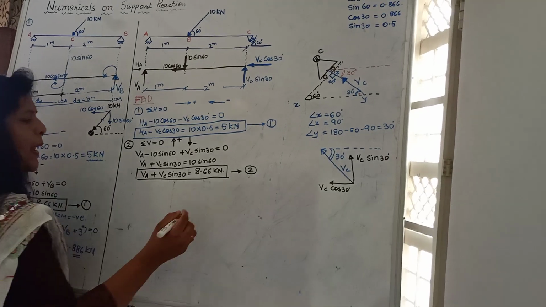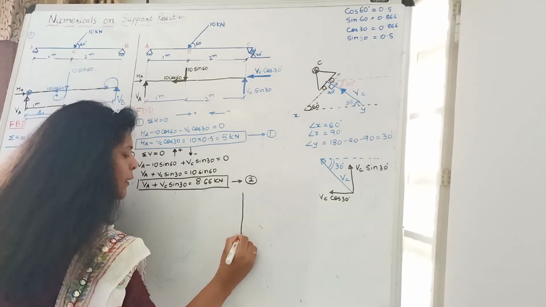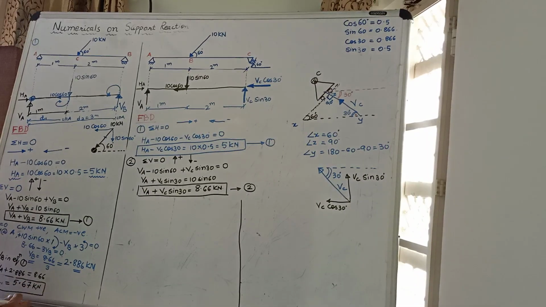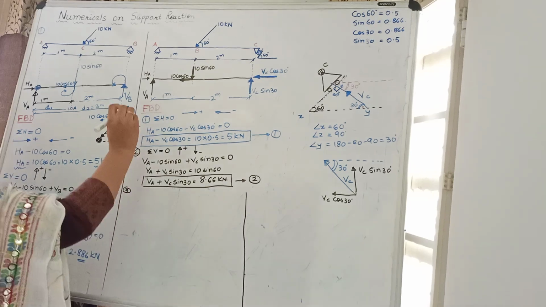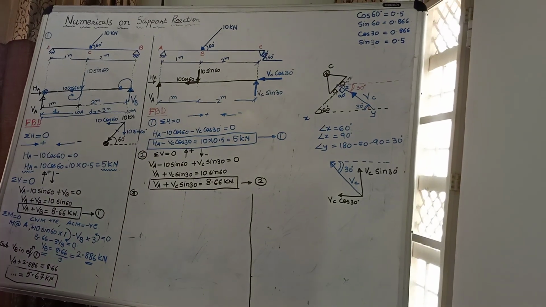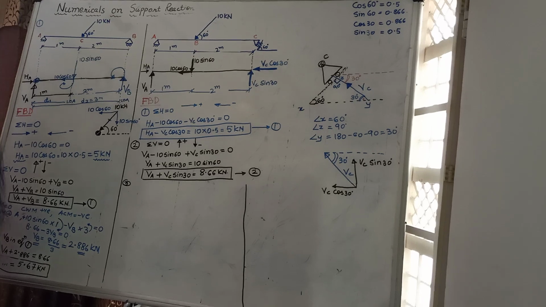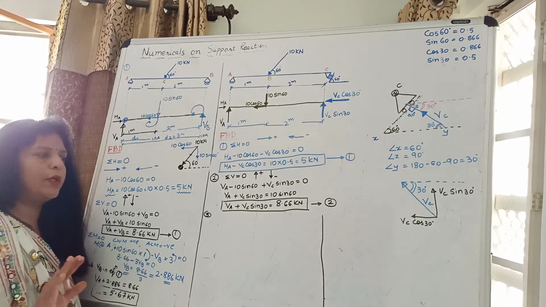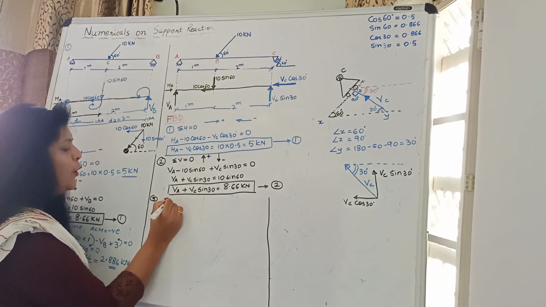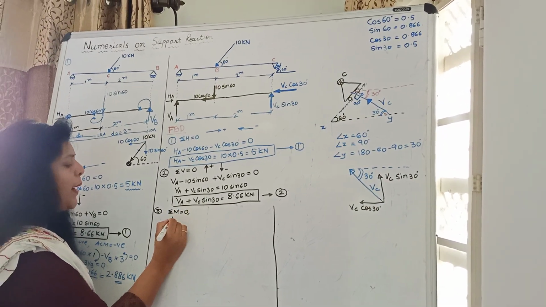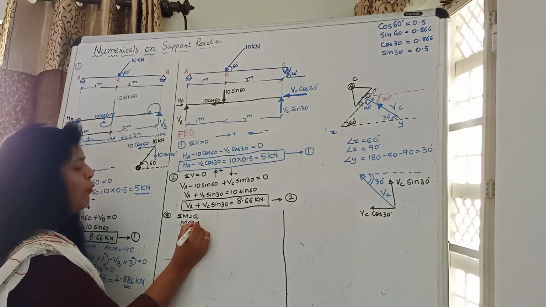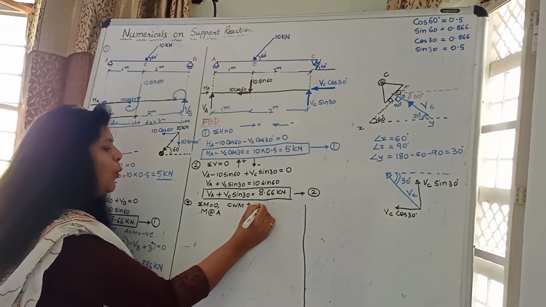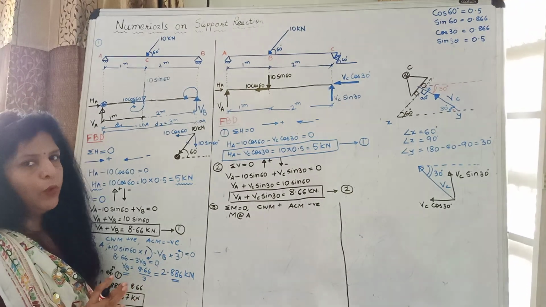Now we apply our third condition of equilibrium. We have done sigma H and sigma V, so our third condition is now sigma moment is equal to 0. Now where do we take the moment? We take moment about support A. What is the sign convention? Clockwise moment positive, anti-clockwise negative.